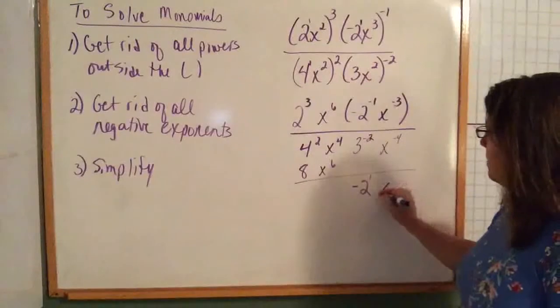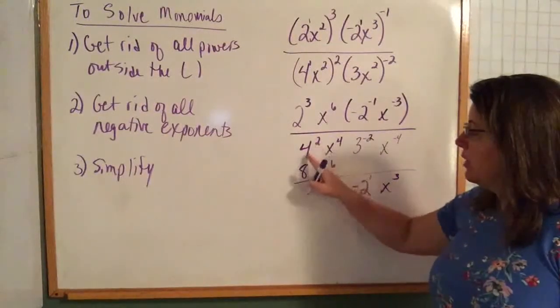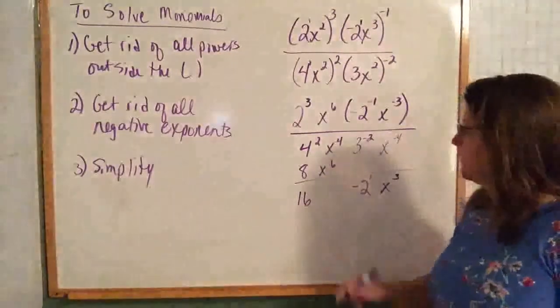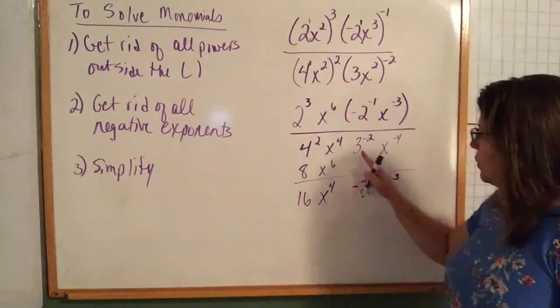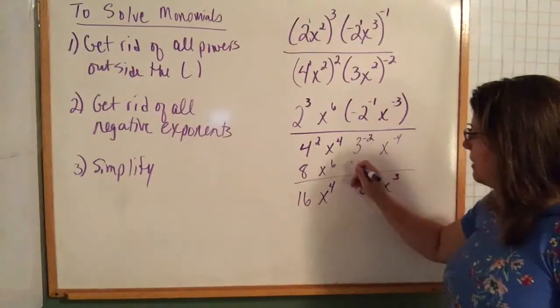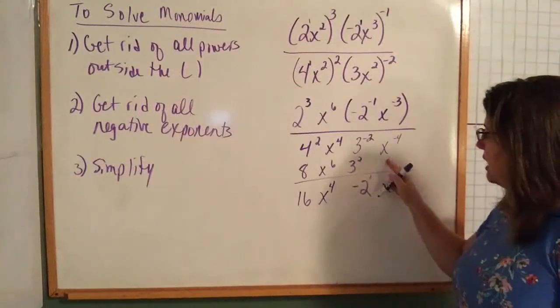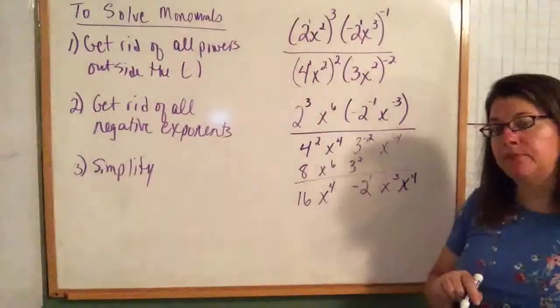X to the -3 becomes x cubed on the bottom. 4 squared stays where it is. 4 squared is 16. I'm going to go ahead and write that out. X to the 4th stays where it is. 3 to the -2 goes to the top as a positive, 3 squared. And then x to the -4 goes to the bottom as x to the positive 4.